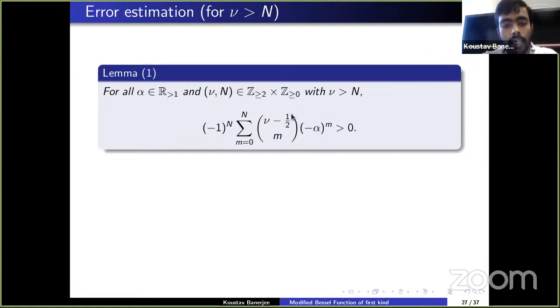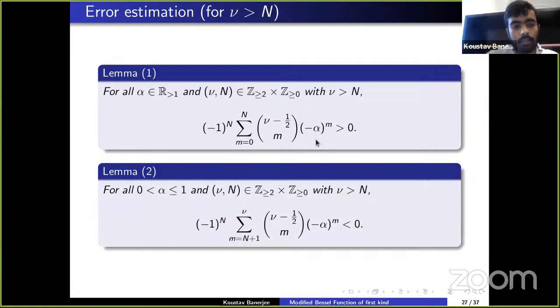And then one can get directly that this expression is positive. But for the second thing, which I need in order to estimate for all alpha within the interval open 0 and closed 1 with nu strictly greater than n, then minus 1 to the power n, this is again alternating but in opposite fashion, this is strictly less than 0, n plus 1 to nu. But here I had to rely on the induction principle and on the transition from the inductive step to the inductive hypothesis, and then the final thing, I want to get a recurrence.